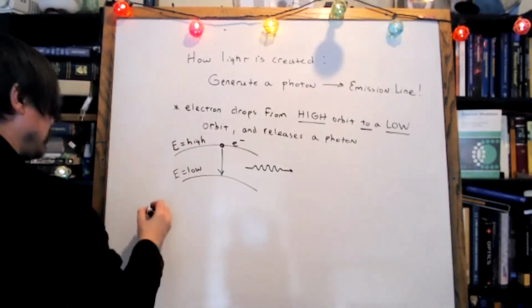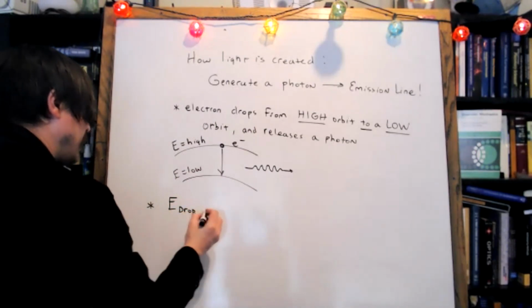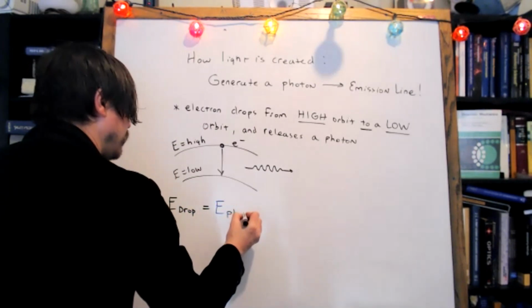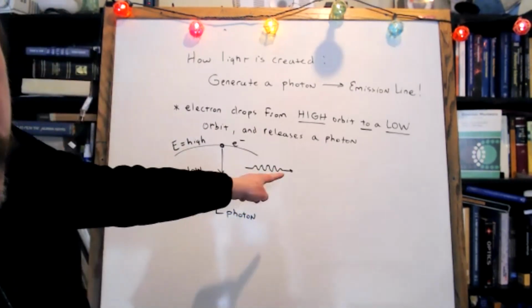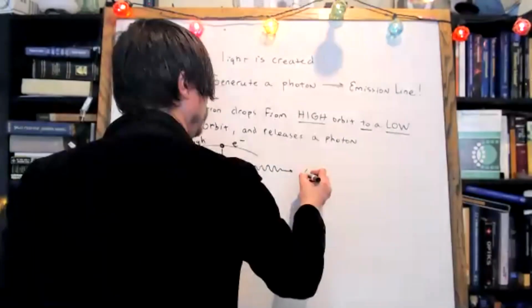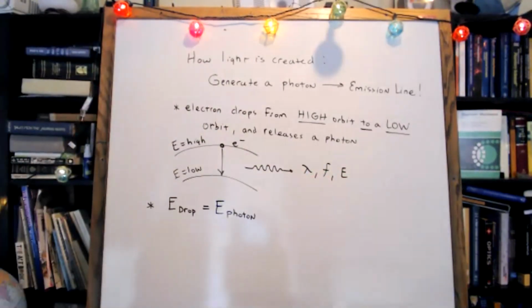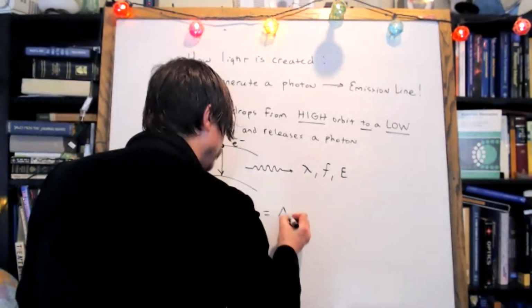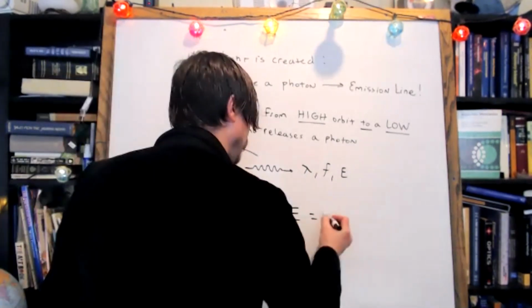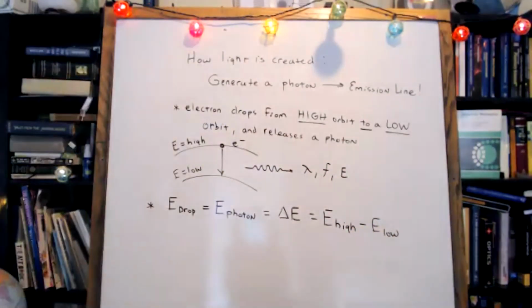And one of the rules that we discover when we study these photons is that the energy of the drop is equal to the energy of the photon. So you guys will remember that last time we had to calculate the energies of photons. Each photon has a unique wavelength, a unique frequency, and a unique energy. They're all connected by those three formulas that we studied in our last class. The energy of the drop is equal to the energy of the photon, and let's elaborate on that. It's a change in energy, the energy from the high orbit minus the energy of the low orbit, okay?